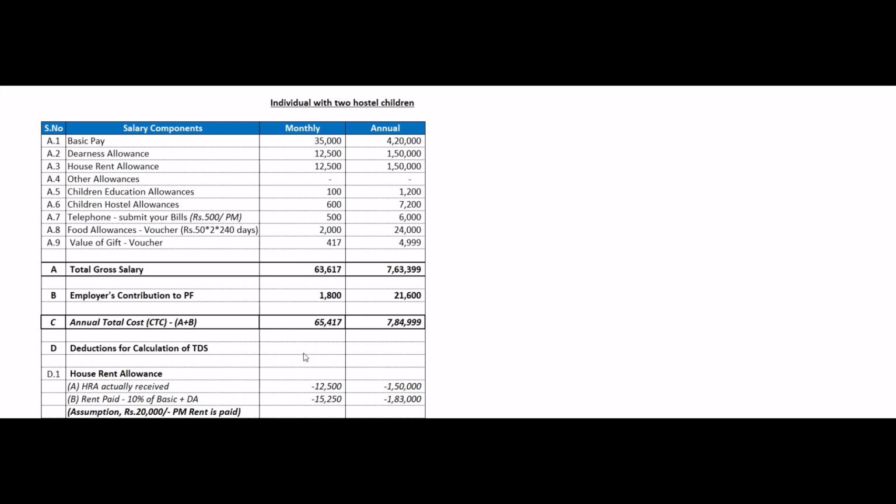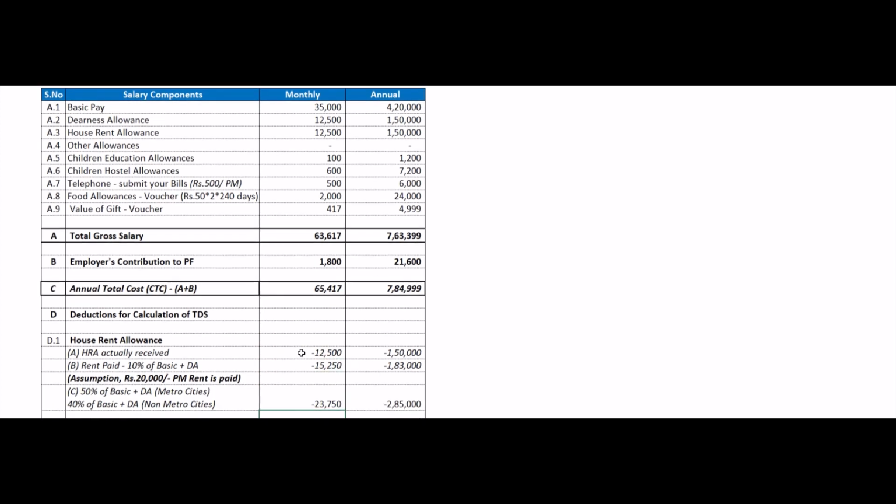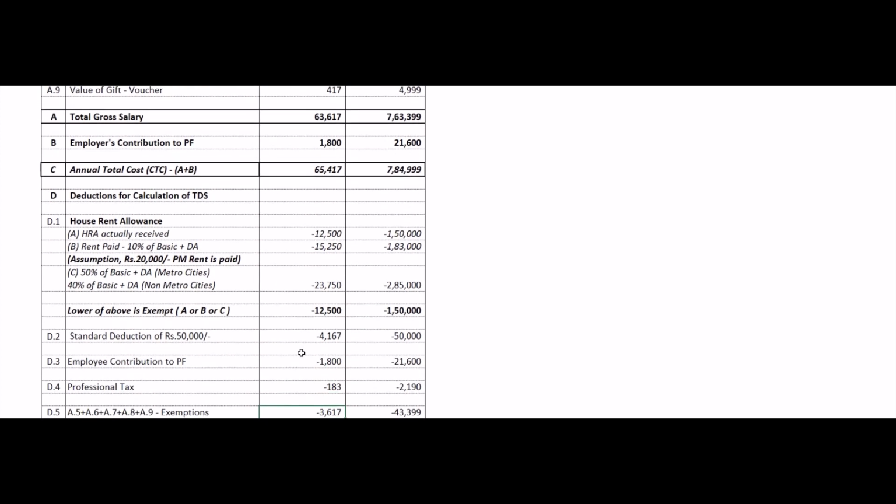Now coming to deduction from gross salary for the purpose of calculation of TDS. As I've mentioned, HRA, that is house rent allowance: the lower of the three, that is house rent allowance actually received, or the rent paid minus 10% of basic plus DA, or 50% of basic plus DA / 40% of basic plus DA, will be deducted from gross salary for the purpose of TDS calculation.